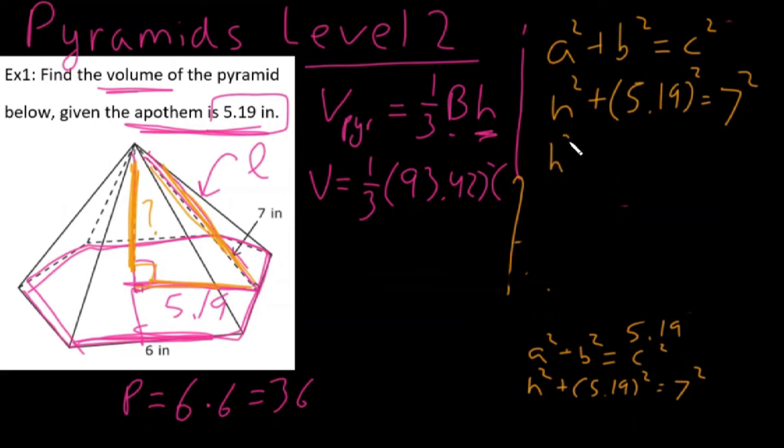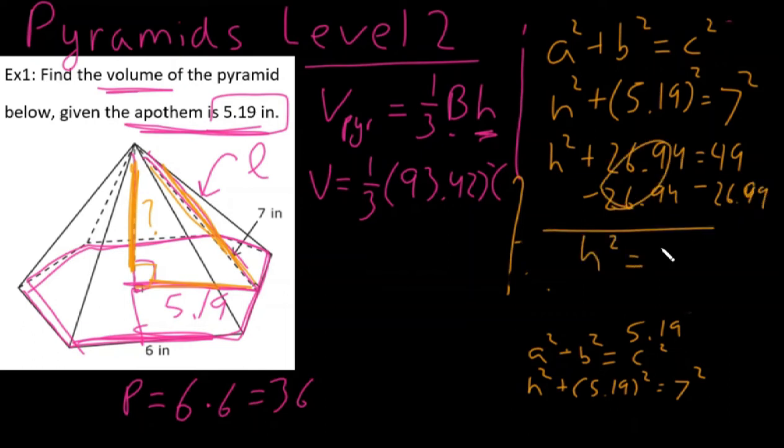So h squared cannot be simplified or reduced, plus I can do 5.19 squared. And remember, 5.19 squared is essentially 5.19 times itself, and that will give us 26.94 after we round. And finally, we'll have 7 squared, and we know that 7 squared is 49. Now from here, if I want to get h squared by itself, we have to subtract 26.94 from both sides. That zero pair leaves us h squared equals, and 49 minus 26.94 will give us 22.06.